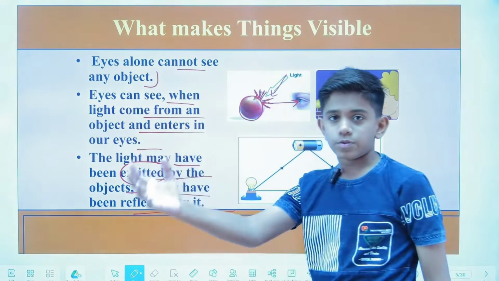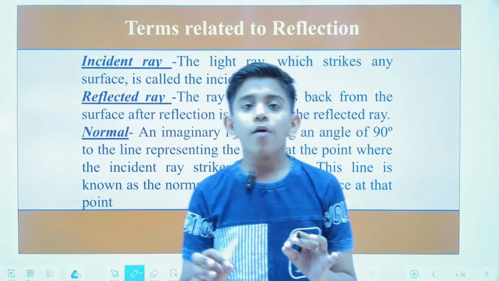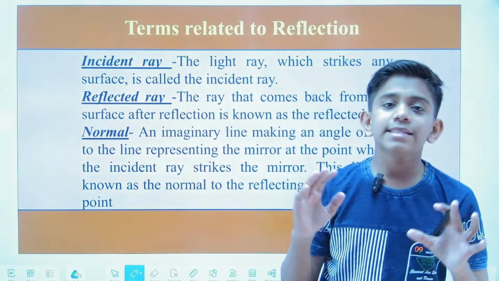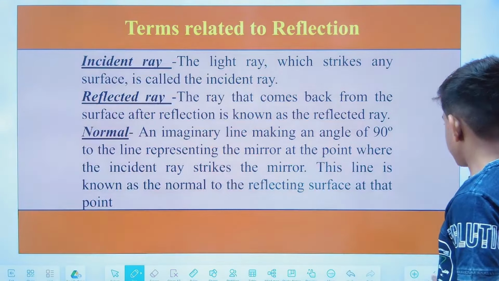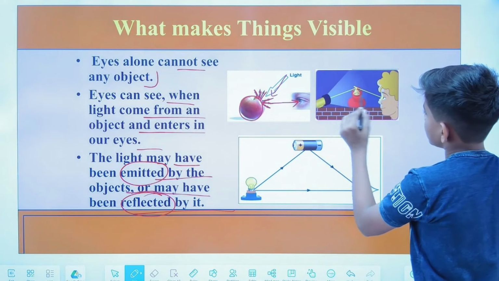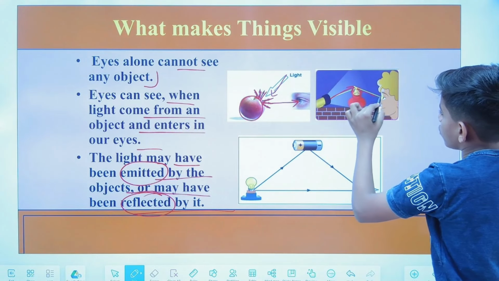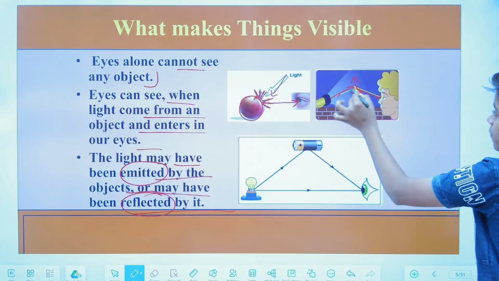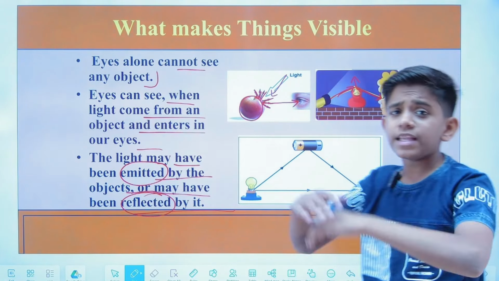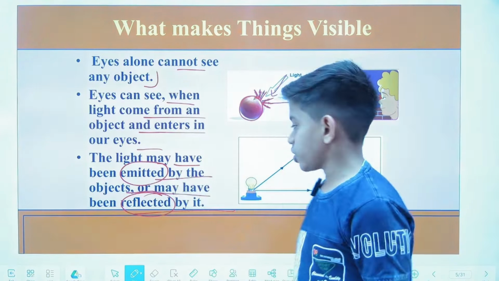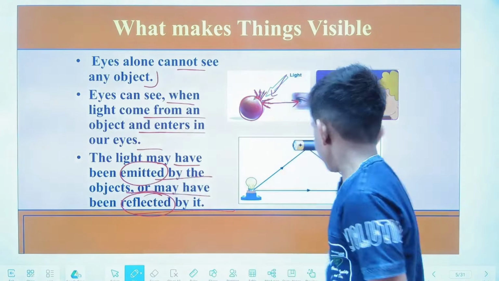Terms related to reflection. What is reflection? Bouncing back of light rays from an object is known as reflection. In the previous slide, we saw that the light comes on this bulb and it is again going into our eye. The bouncing back of a light ray from this object to our eyes or in many directions is known as reflection. Now we are going to see some terms related to reflection.